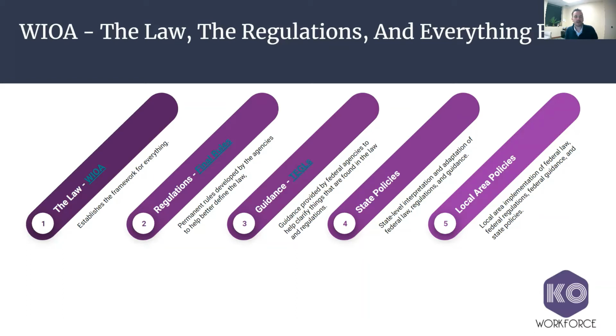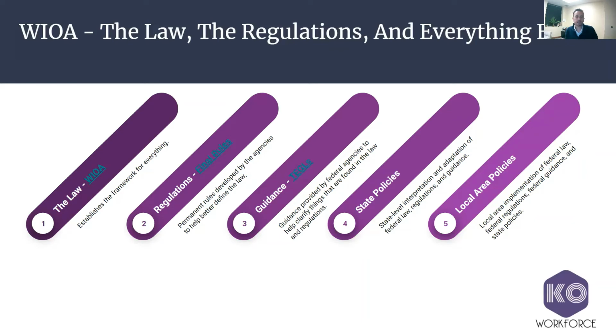Once a federal law is created and passed by Congress, then the federal agencies that it applies to have the opportunity to create regulations. Regulations are permanent rules developed by the agencies to help better define the law. So you're looking at opportunities to create a little bit more clarification and definitions. If there are some gray areas, hopefully that clears some things up within the federal law itself.